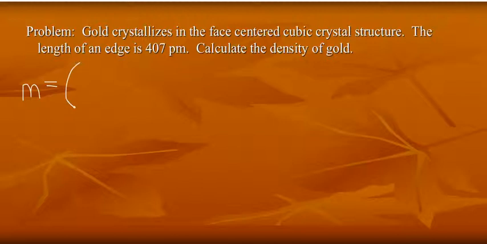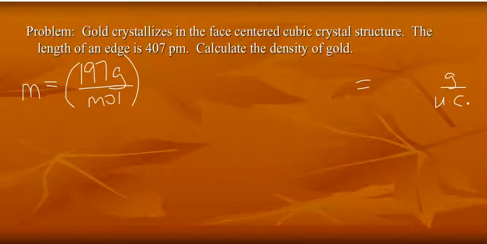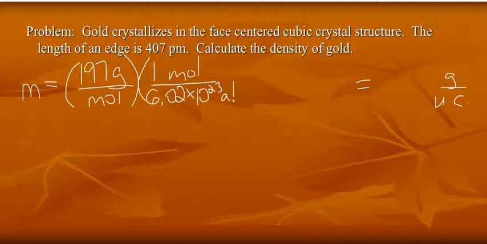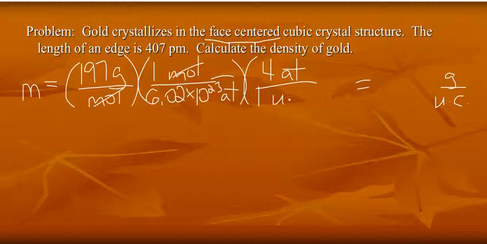It's gold. The mass of gold from the periodic table, 197 grams per mole. Well, I need mass in grams per unit cell. So I need to get rid of moles. I can go from moles to atoms. It's an element, so there are 6.02 times 10 to the 23rd atoms in 1 mole. That'll get rid of moles. And to get rid of atoms, it's a face-centered cube. And we just found for a face-centered cube, there are 4 atoms in 1 unit cell. So this number right here depends on the type of crystalline structure that we have. So my mass, which is now in grams per unit cell, is 1.31 times 10 to the negative 21st.